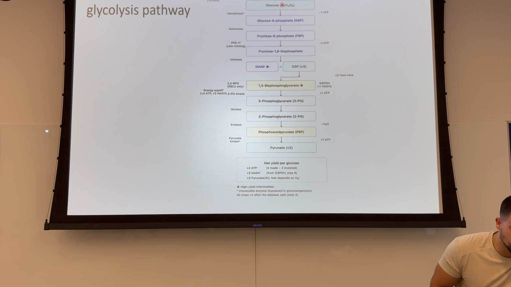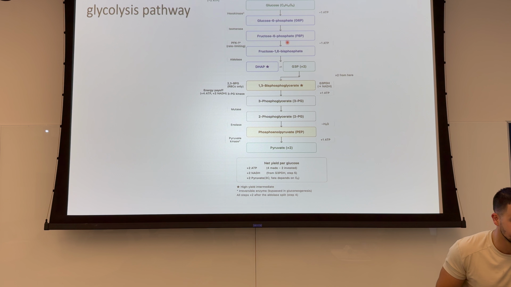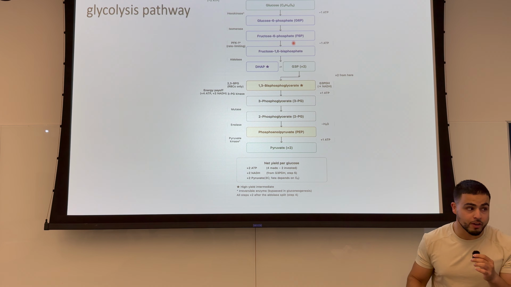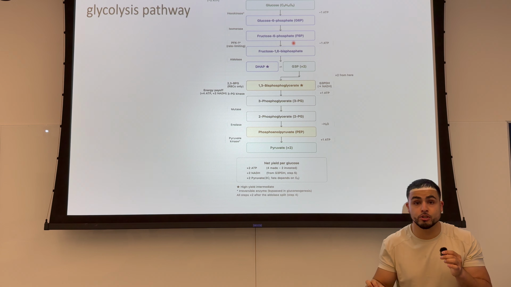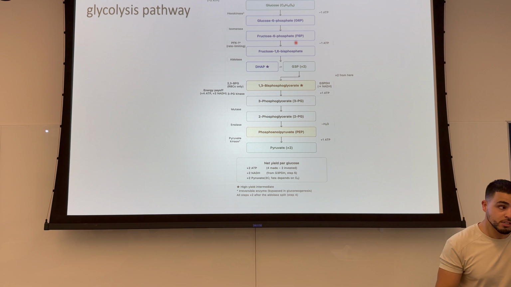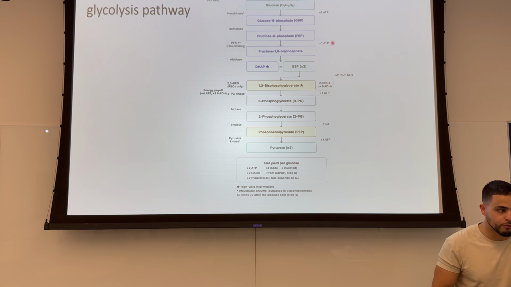Next, you want to convert glucose 6-phosphate into its constitutional isomer using isomerase, so you get fructose 6-phosphate. Next, you want to phosphorylate fructose 6-phosphate at its 1' carbon to get fructose 1,6-bisphosphate. So that's fructose with 2 phosphates. This is a very important enzyme because it's a rate-limiting step. Again, you consume another ATP over here.